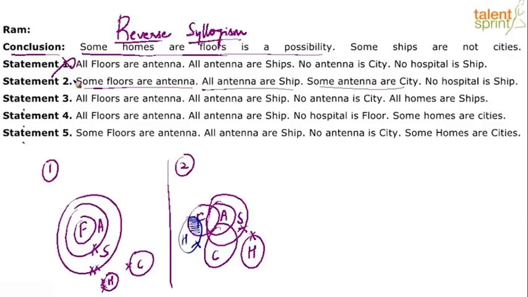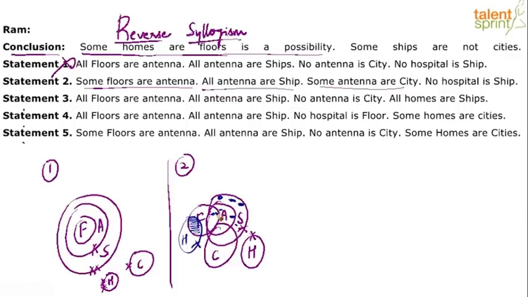Now check the second conclusion: some ships are not cities. It has been satisfied in the basic diagram. You can choose the ships which are outside; these ships are not cities. But the question is, will it always be satisfied?